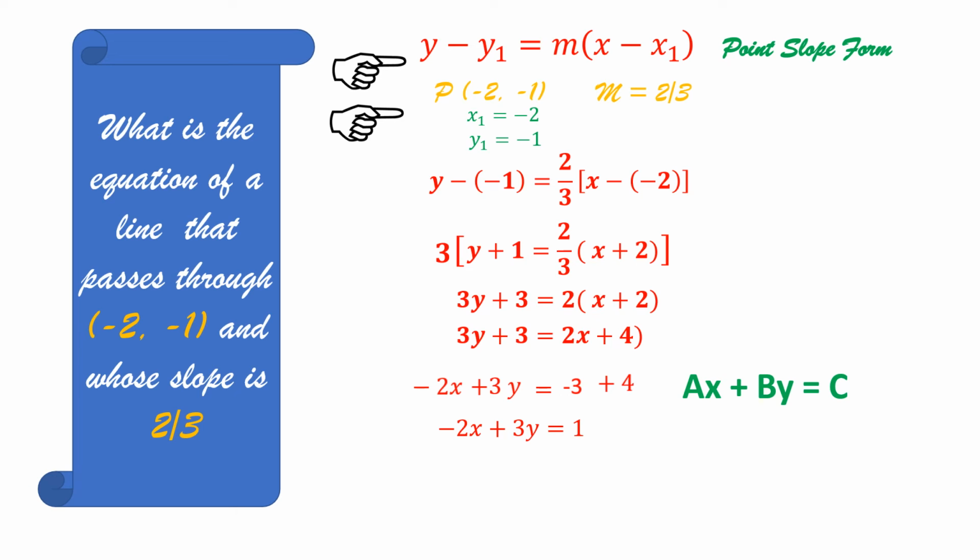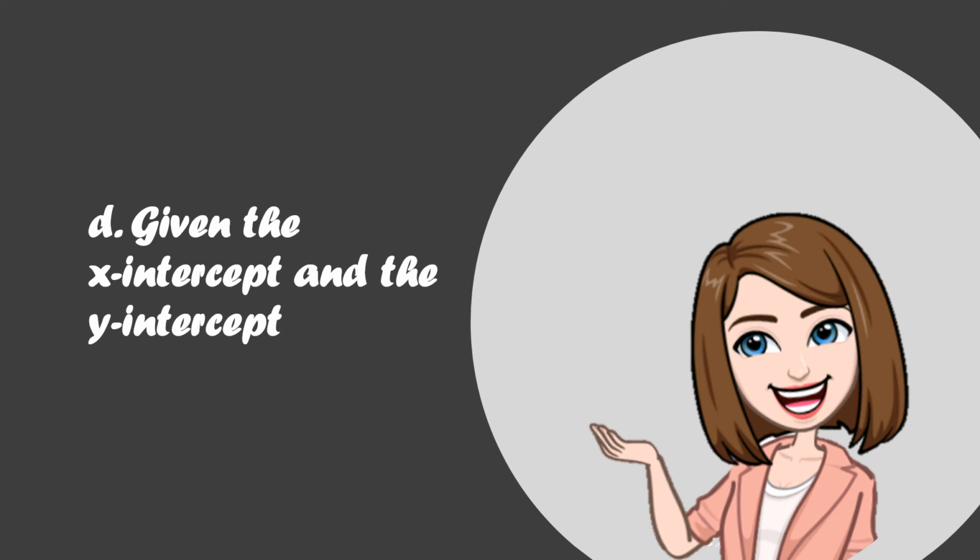And since our answer has a leading coefficient negative 2, we need to make it positive because in standard form, the leading coefficient must be positive. So let's multiply each term by negative 1. Using the distributive property, we have positive 2x minus 3y is equal to negative 1, which is now the standard form. Next is how to find the equation of a line given the x and the y intercept.